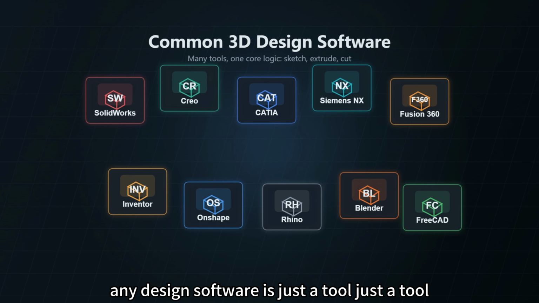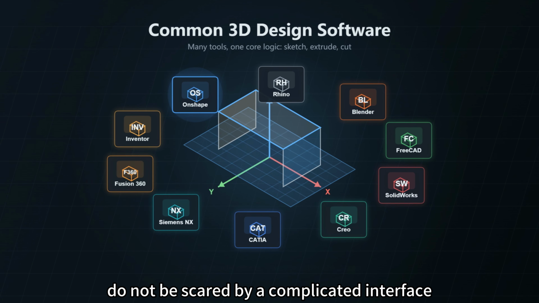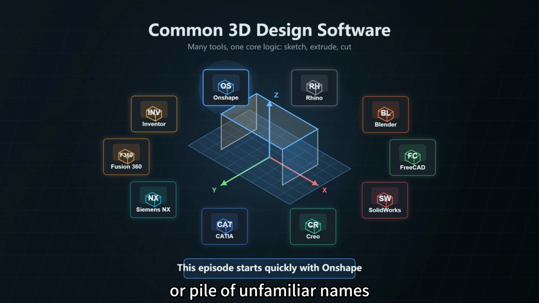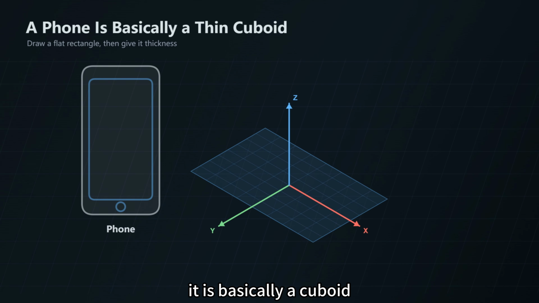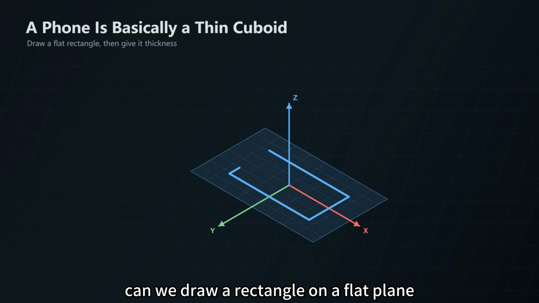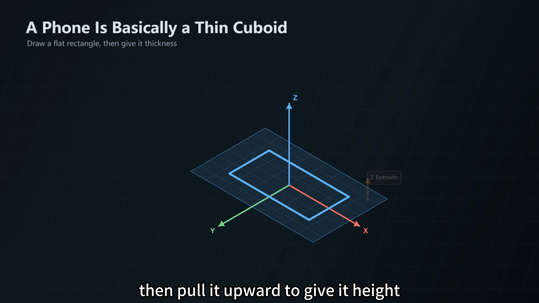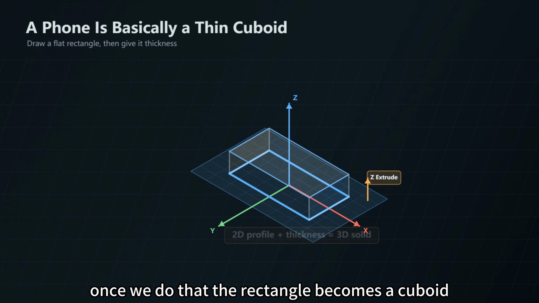Remember this, any design software is just a tool. Do not be scared by a complicated interface or a pile of unfamiliar names. First, clear your mind and look at your phone. It is basically a cuboid. Where does a cuboid come from? Can we draw a rectangle on a flat plane, then pull it upward to give it height? Once we do that, the rectangle becomes a cuboid.